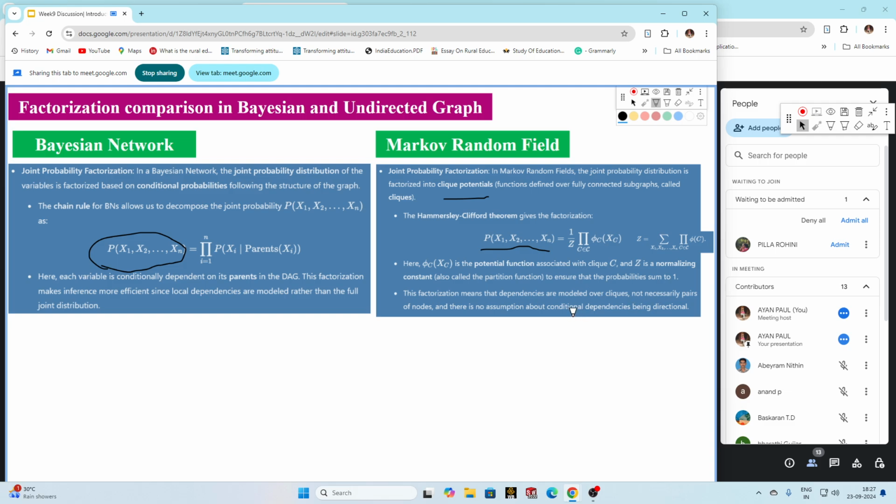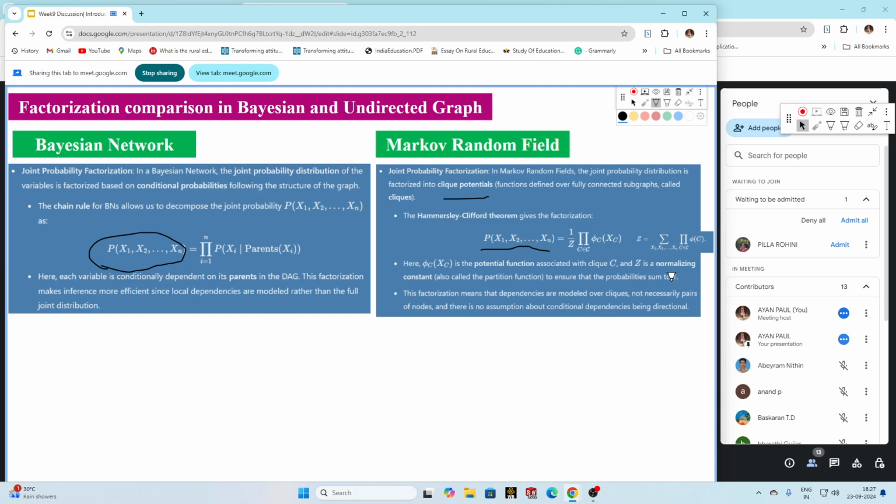Again I am repeating: like in a Bayesian network, the probability of the system is calculated by the multiplication of the probability of each node given its parents. Here it is the multiplication of each click potential, divided by z.